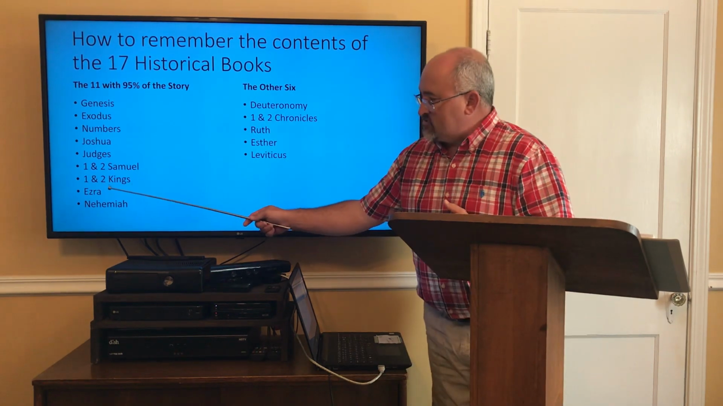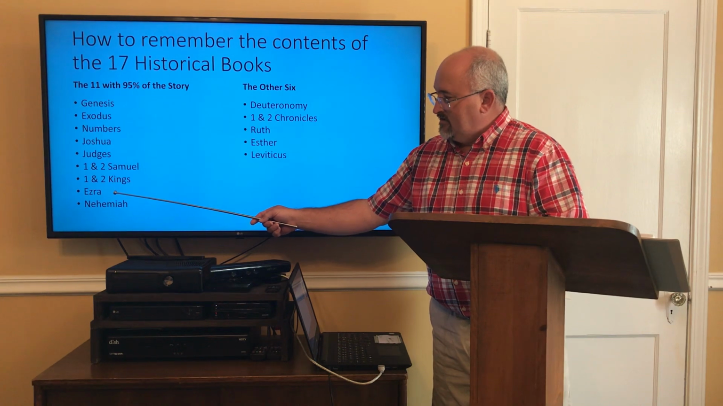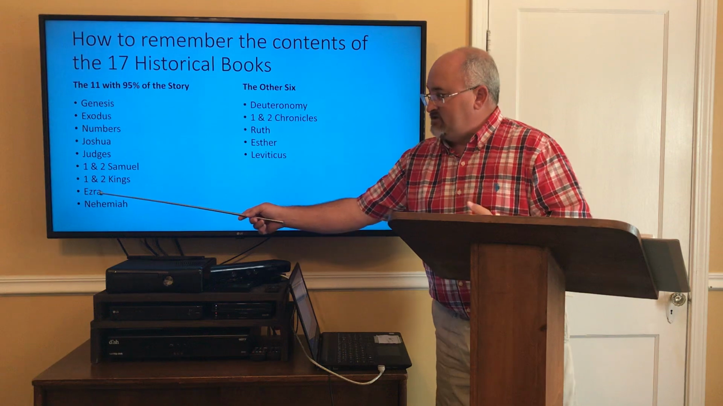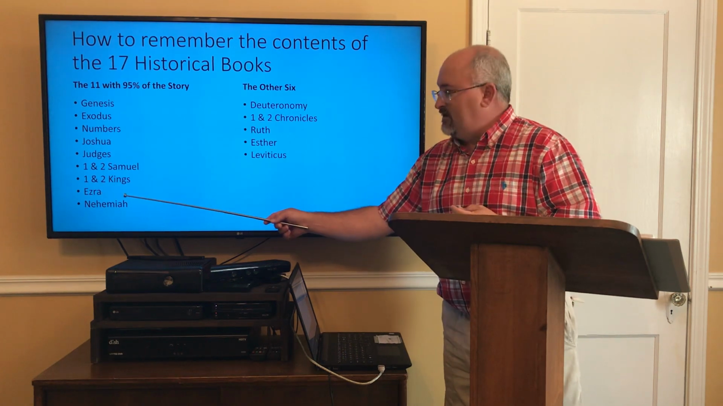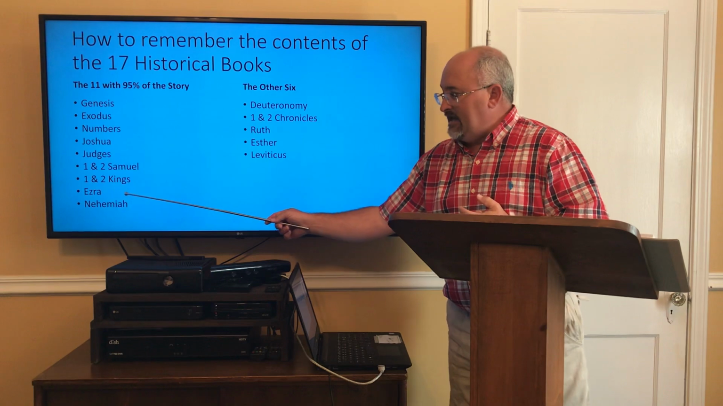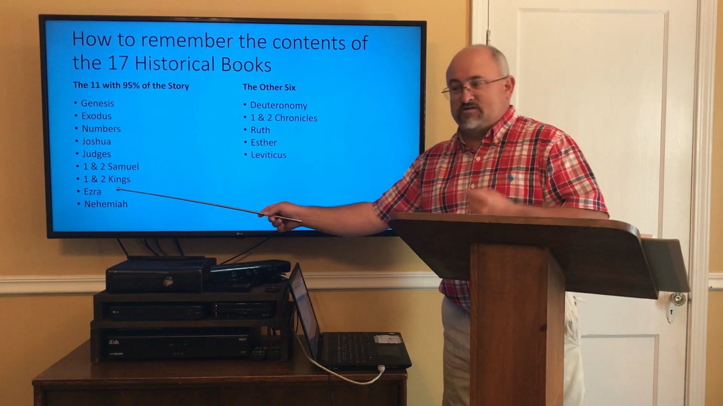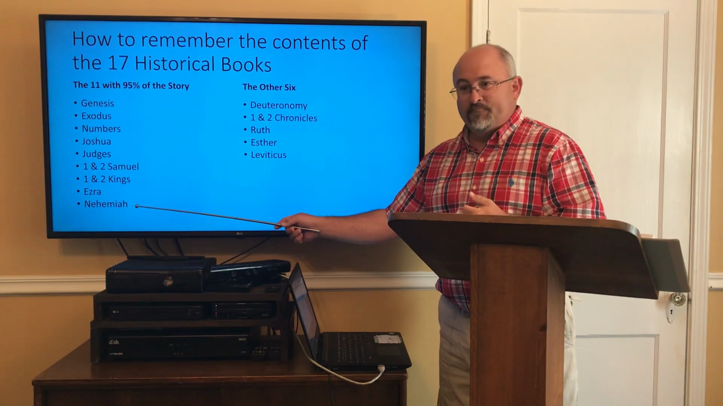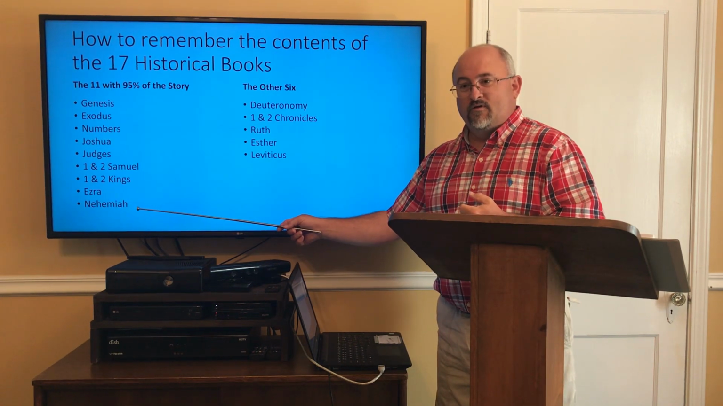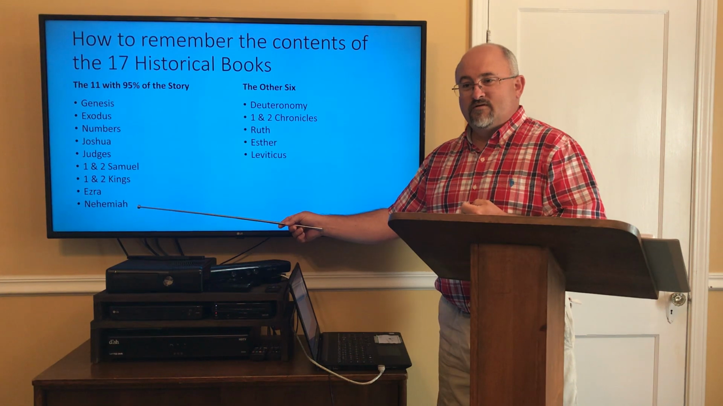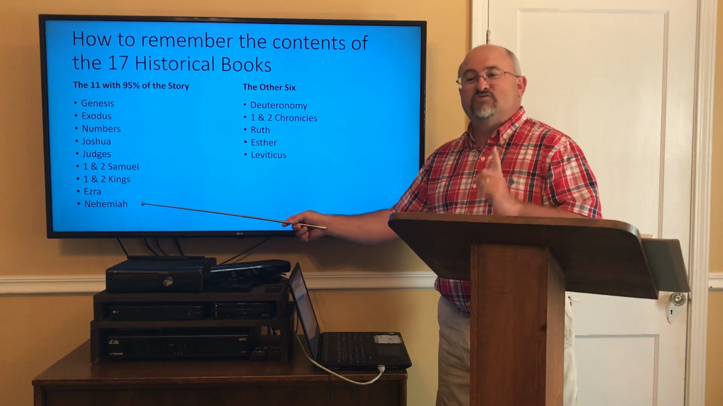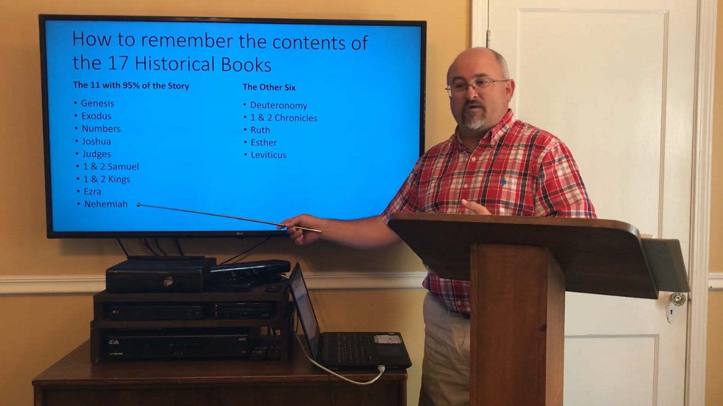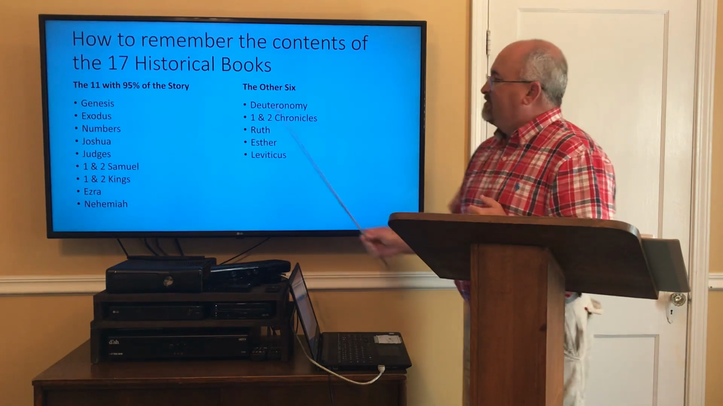Very good. Ezra. That is the journey from Babylon back to Israel, establishing the temple and the priesthood. Ezra was a priest, and he led the second return. Zerubbabel led the first return. Ezra led the second return. And then Nehemiah. The rebuilding of the city walls of Jerusalem. That's what we find in Nehemiah, and Nehemiah is the man that led that return. So he was a leader in Israel.